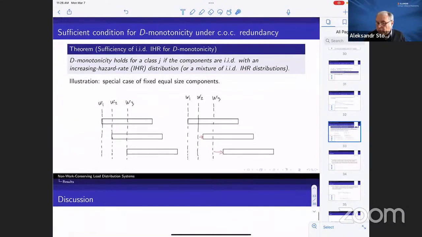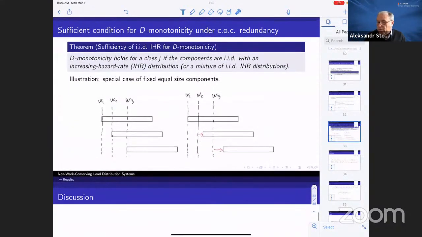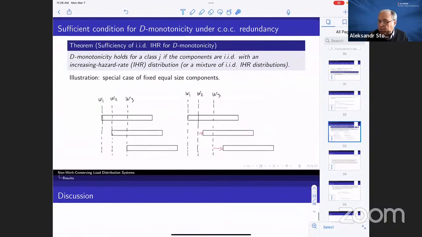Still, it's something not very tangible. Here is something very tangible. This demonotonicity does hold in the special case when your components are IID with increasing hazard rate. Exponential has constant hazard rate, and it counts as increasing. Uniform distribution has increasing hazard rate. Deterministic distribution is like a degenerate increasing hazard rate, which is first 0 and then infinity, right?